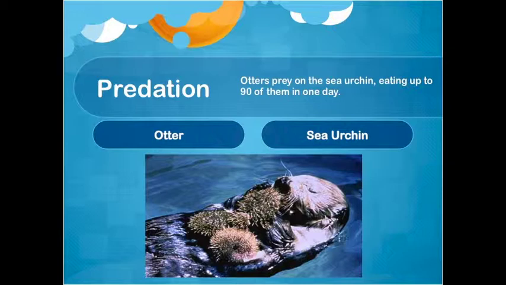Predation is when one animal preys on another. Otters prey on sea urchin, eating up to 90 of them in one day.